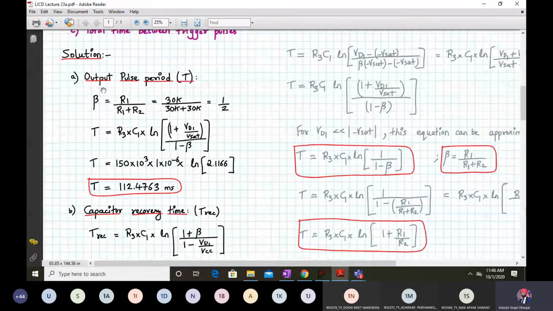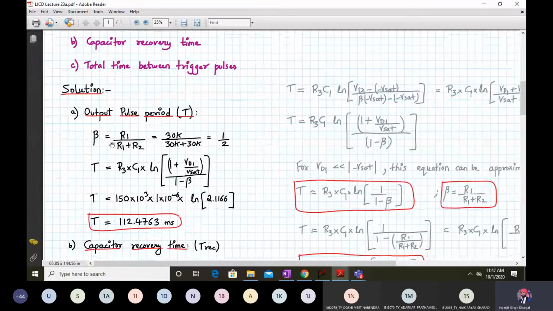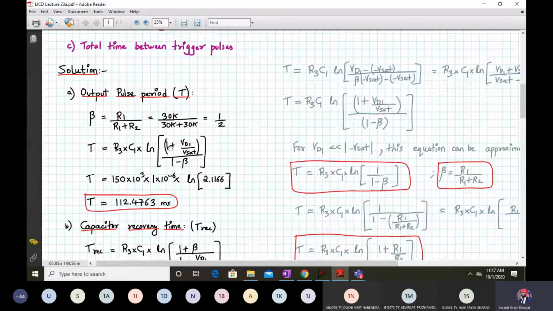The output pulse period is given by, basically, beta equals R1 upon R1 plus R2. We have seen that before. R1 and R2 are the same, 30K and 30K, so beta will be half. Now the time period, we will derive it. Don't worry about it. Don't bother.